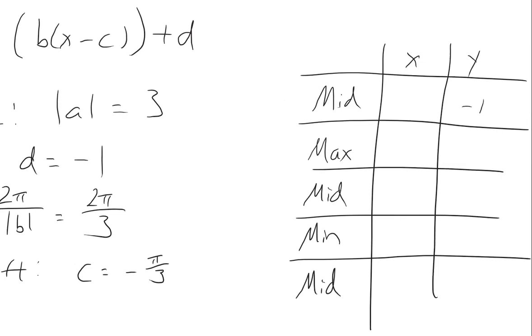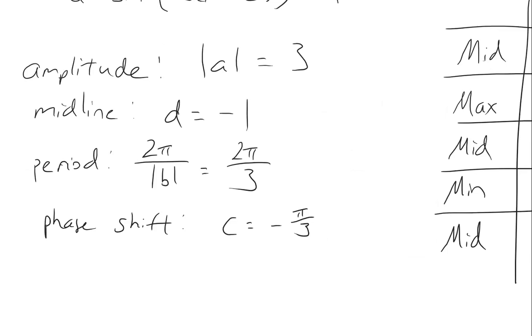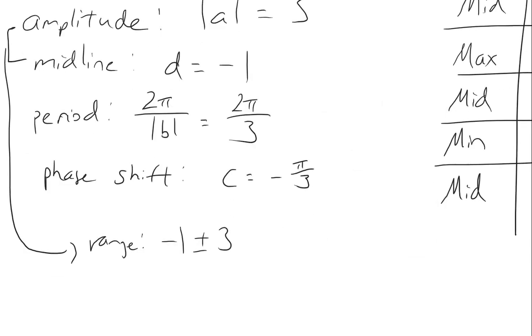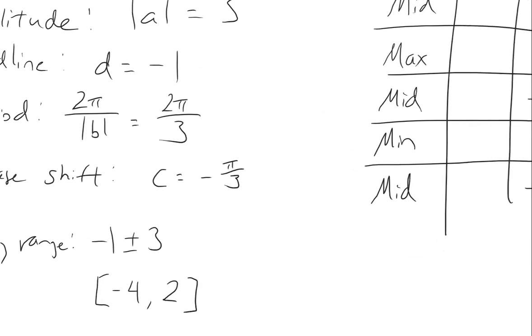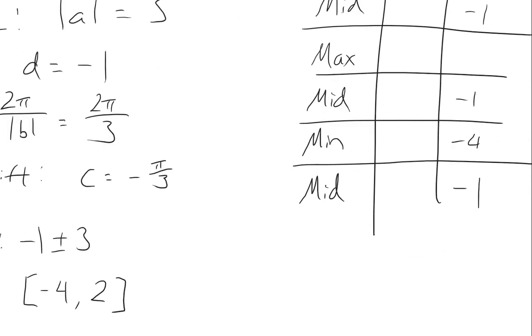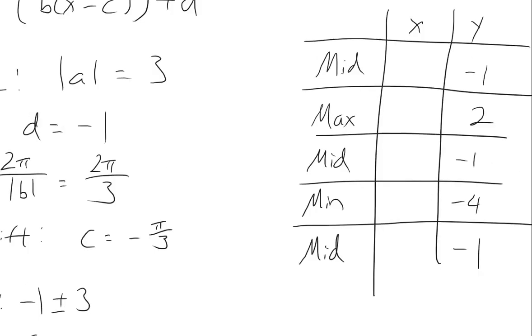The max is, oh, let's get our range actually. From these two, we can get that our range is midline plus or minus amplitude, d plus or minus a. So what is our range? What's -1 minus 3? That's -4. And the maximum would be -1 plus 3, which is 2. So the minimum would be -4, and the maximum would be 2.